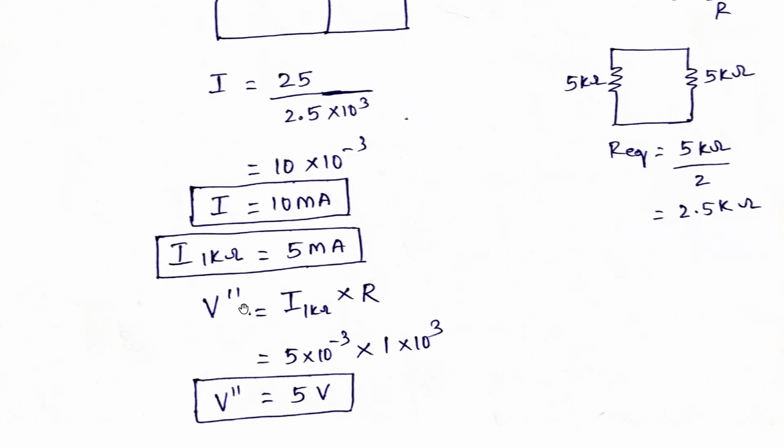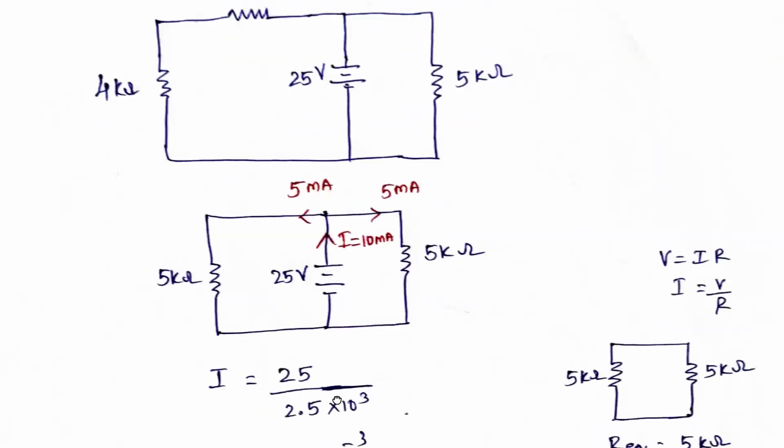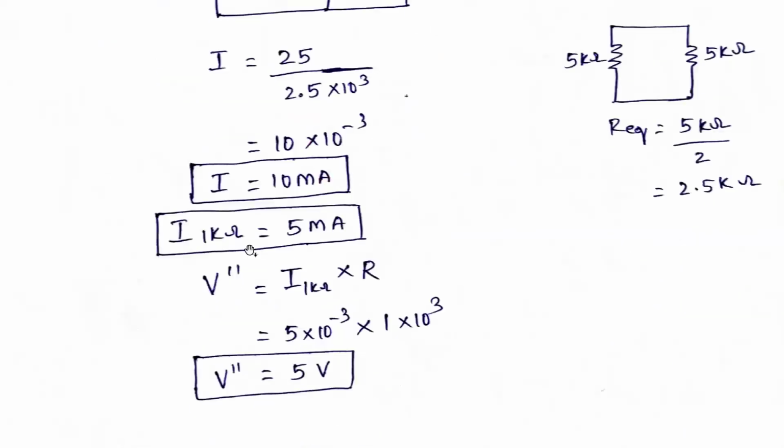So what is the voltage across this particular 1 kilo ohm? V is equal to I into R. I is 5 milliamperes, into resistance 1 kilo ohm. So minus 5 into 10 to the power of minus 3 into 1 into 10 to the power of 3, that is 1 kilo ohm. If you simplify, it is 5 volts, but in reverse direction. That means minus 5 volts. So always remember, this is in reverse direction.